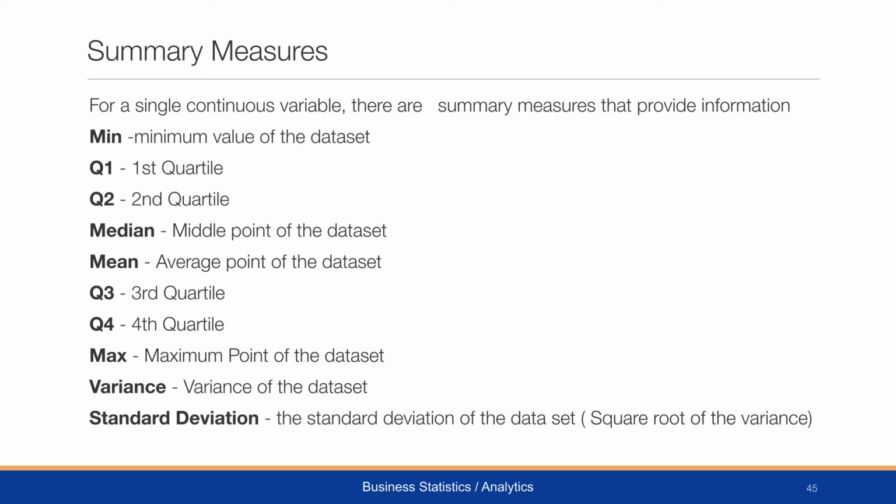Let's look at the summary measures for a continuous variable. And we've already seen some of these. In this case, the min in Excel is going to be the minimum value of a data set. Q1 we'll reference as the first quartile. Q2 will represent the second quartile, the median. The mean is the average. Again, the median is the middle point. Q3 is the third quartile, Q4 the fourth quartile, then a max, a variance, and a standard deviation.